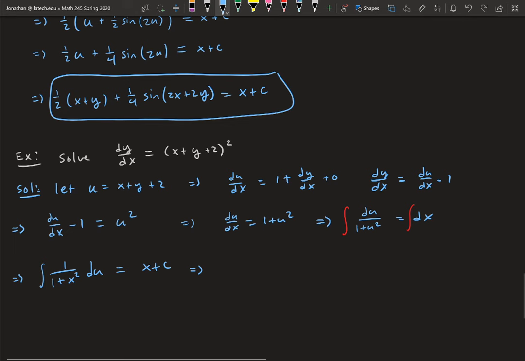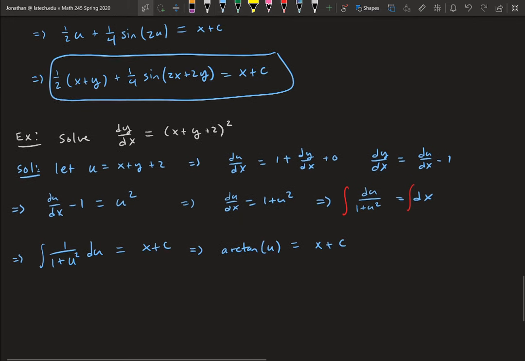Arctan, that's right, arctan x. Oops, it's not an x, it's a u, sorry. I made a mistake here. It's 1 over 1 plus u squared, so it'd be arctangent of u. Arctan of u equals x plus c. And that would mean that arctan of x plus y plus 2 equals x plus c.